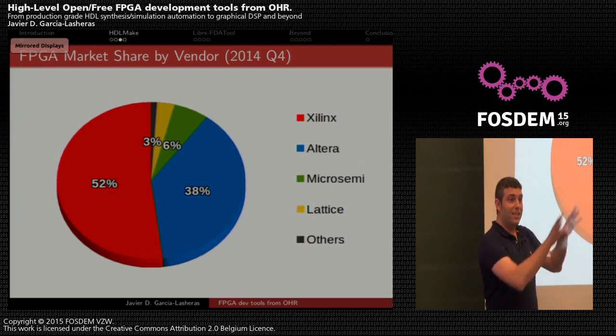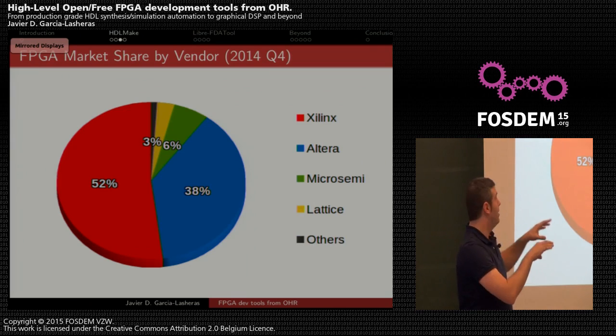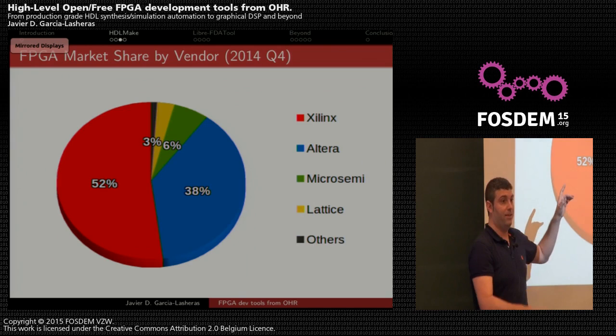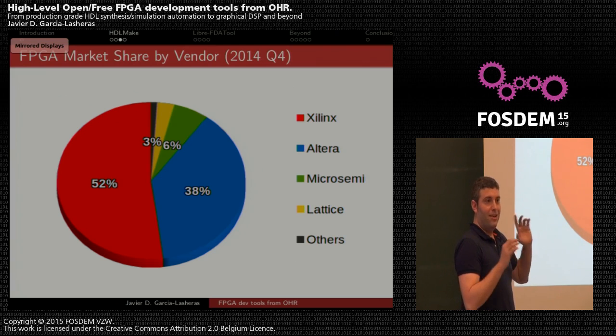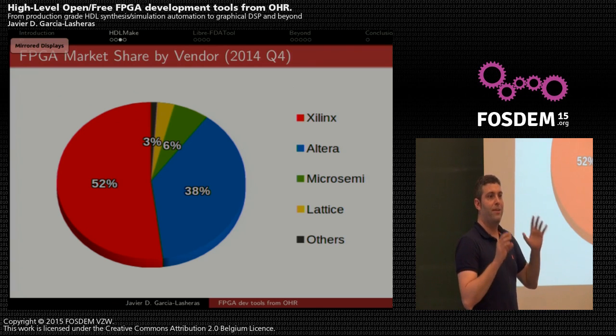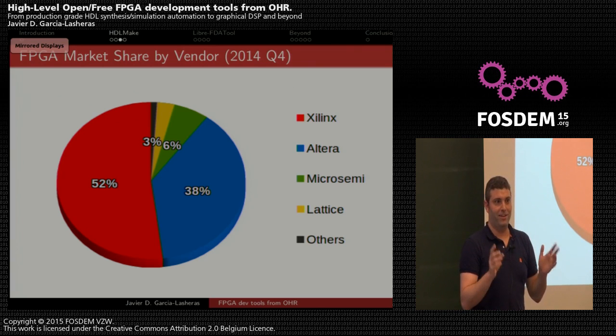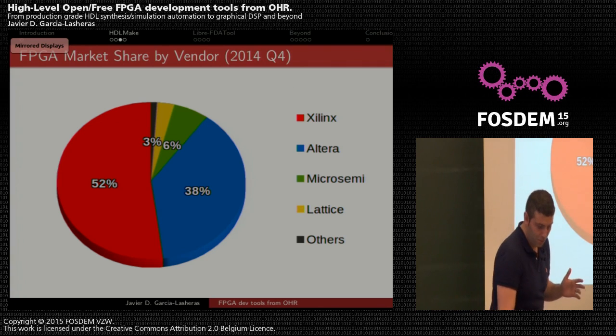Now, as we can see, all the different synthesis tools that we can use, if we take a look at the market share by vendor in the fourth quarter of 2014, the HDL Make tool is able to cover roughly 99% of all the FPGA market share nowadays. So it's a very interesting tool.